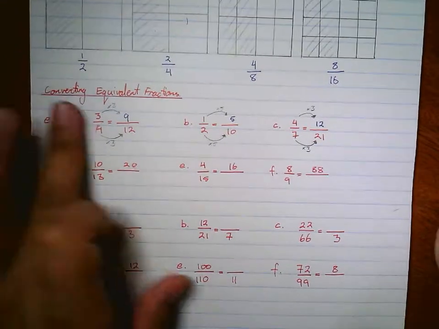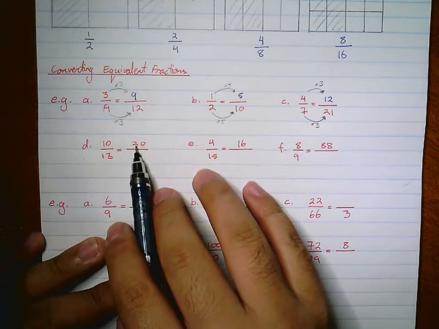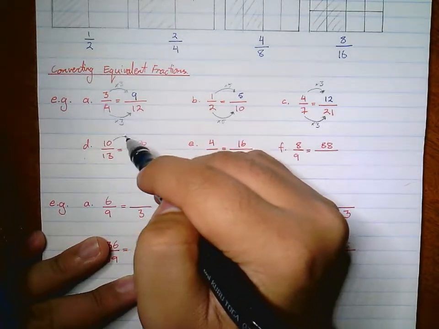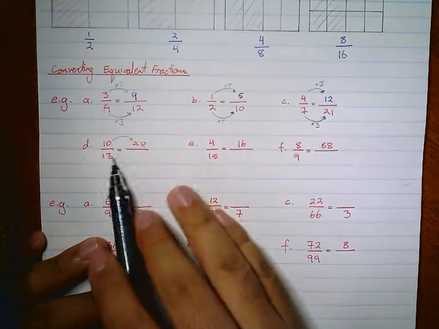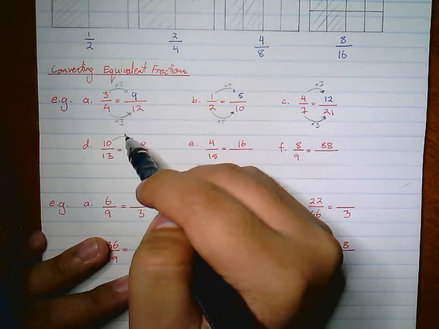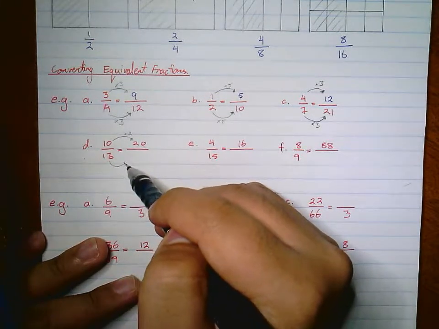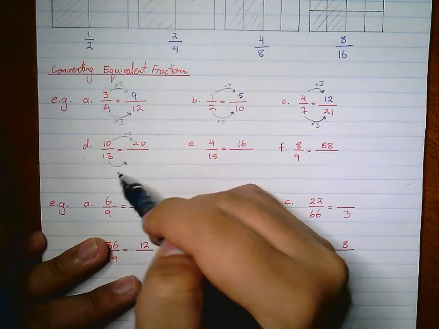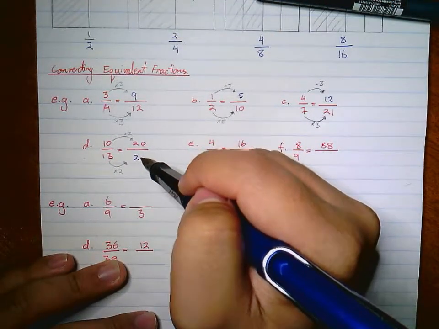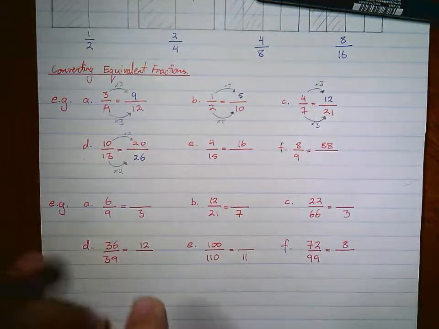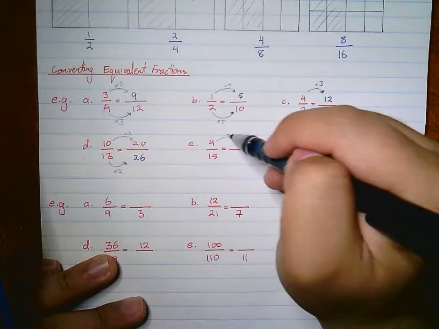So what I'm writing here are all equivalent fractions. Even if it's the numerator first, so 10 times what gets me 20? Well, 10 times 2 is 20. So we're going to multiply the bottom number also by 2. 13 times 2 is 26. Moving along, 4 times what gets me 16?